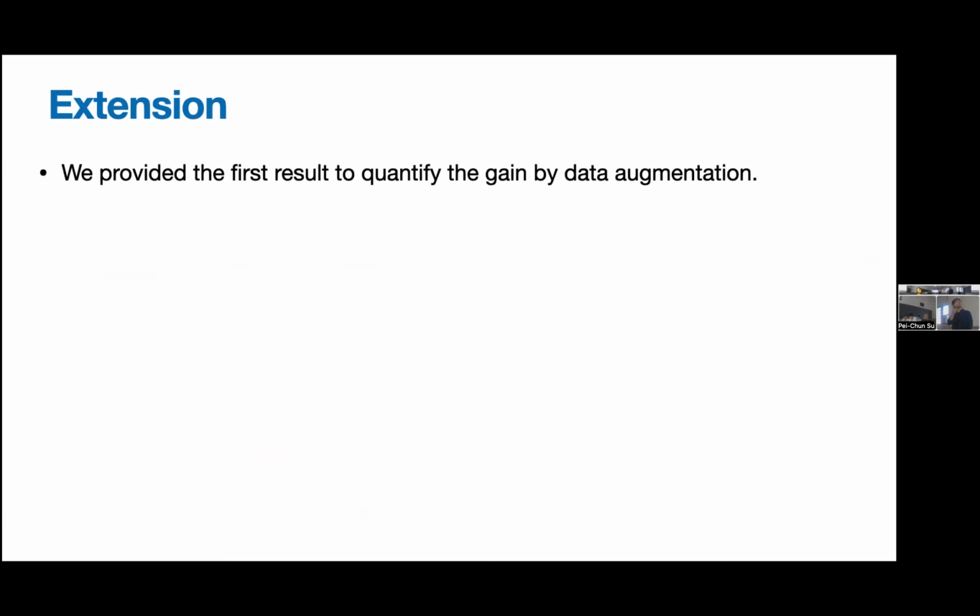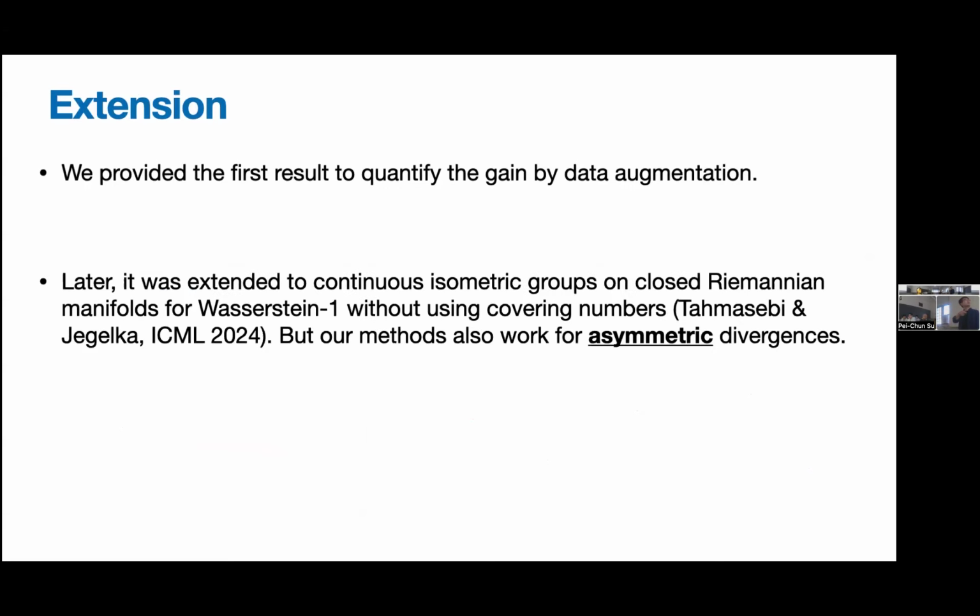Okay, some extensions. First we want to highlight that this is the first result to quantify the gain from doing data augmentations. Later, our result was extended to continuous isometric groups on closed Riemannian manifolds for Wasserstein-1 without using the covering number. But the difference is our method also works for asymmetric divergences. So we will come back to these asymmetric divergences in the later part of the talk.